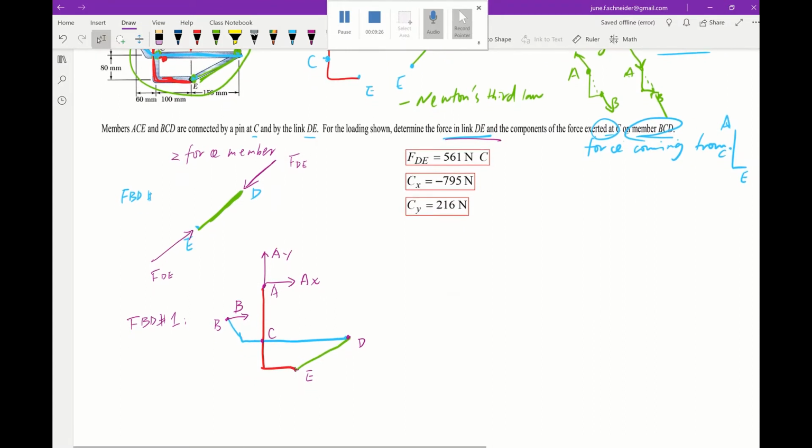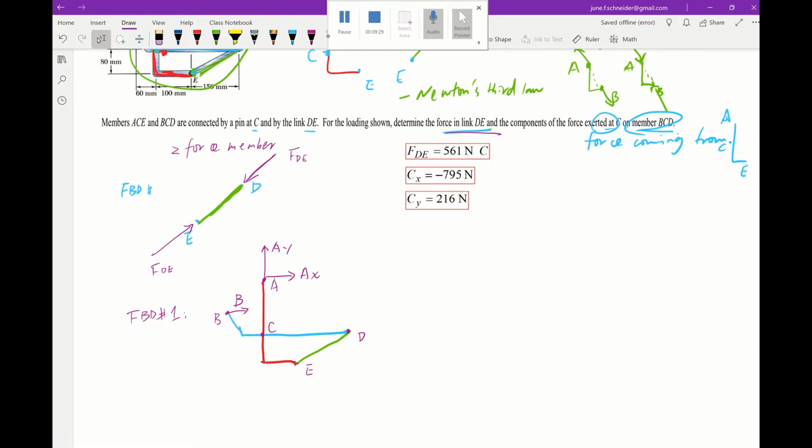So now let's look at this FBD. How many unknowns do you have? We have 3 unknowns, AX, AY, and B. We know this is a 2-dimensional problem. For 2-dimensional equilibrium, we have 3 equations, right? And then we can solve those 3 unknowns. So first, sum of forces in X, we'll have AX plus B, both positive, going to the right, equal to 0. Sum of forces in Y, we'll have AY equal to 0.